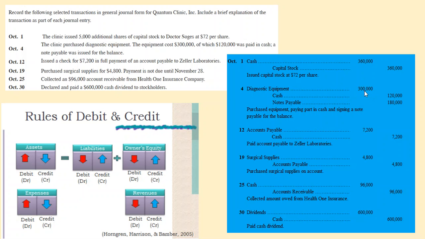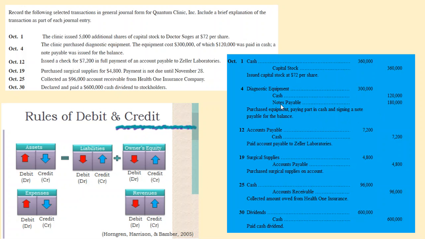Now we have a couple of other things that happened. First, we paid $120,000. Remember, when we see that word paid, we know that our cash balance is going down. Cash is also an asset. To make cash go down, we credit it. So we credit cash $120,000.